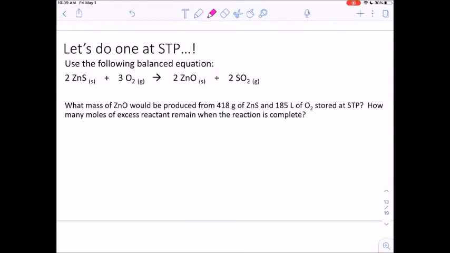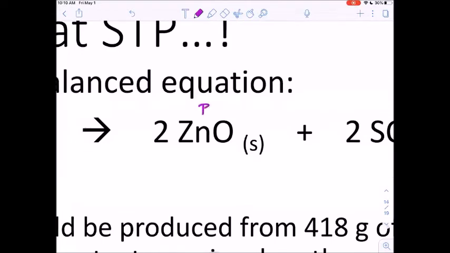So we have our balanced equation where I have a question asking me what mass of my zinc oxide is produced from 418 grams of zinc sulfide and 185 liters of oxygen stored at STP. So this is nice and easy. We are at STP. And then it wants to know how many moles of the excess will remain when the reaction is complete. I'm going to go ahead and start this problem by writing down all of the information I know, just like I've been doing. And it's asking me for what mass of zinc oxide. So this is going to be my B in both scenarios, and I'm looking for the mass.